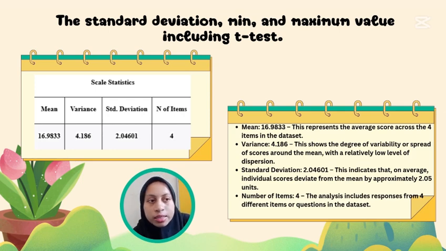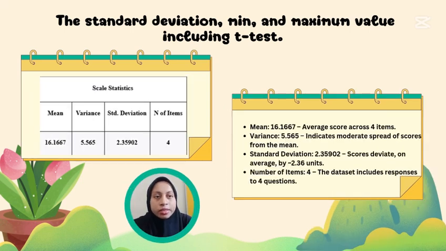The mean is 60.9833. This represents the average score across the 4 items in the data set. For variance, 4.186. This shows the degree of variability or spread of score around the mean, with a relatively low level of dispersion. Standard deviation is 2.04601. This indicates that on average, individual scores deviate from the mean by 2.05 units. Number of items for the analysis includes responses from 4 different items or questions in the data set.